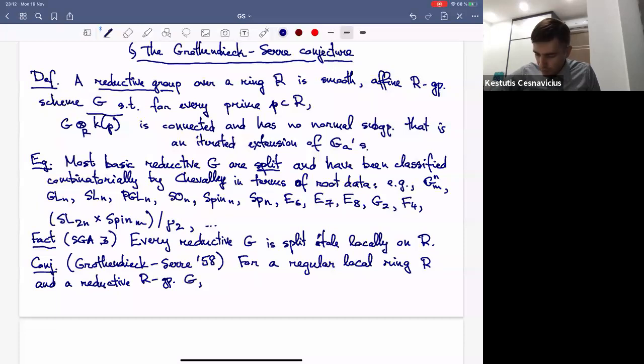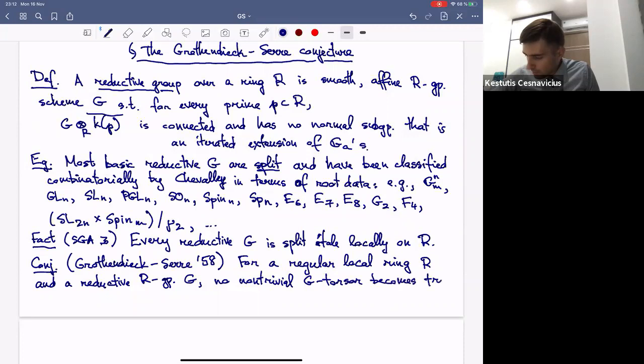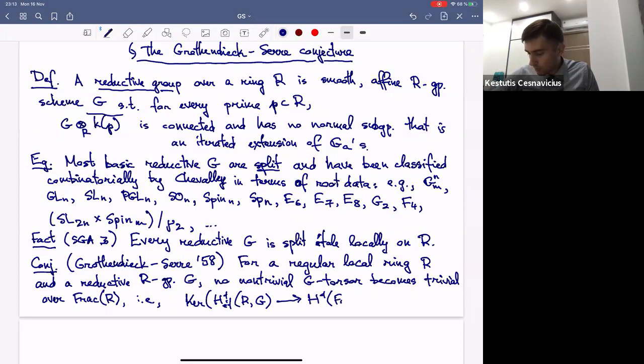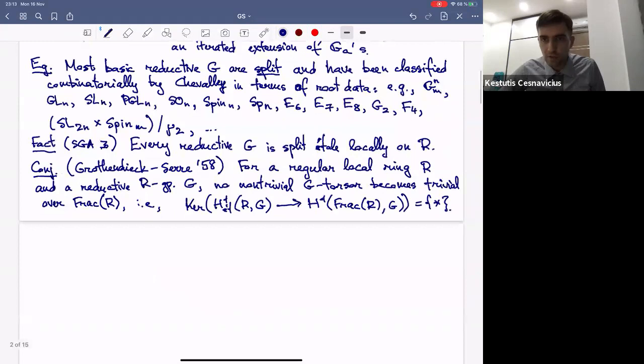no non-trivial G-torsor trivializes over the fraction field of R. No non-trivial G-torsor becomes trivial over the fraction field of this domain. In other words, one can write this homologically, although this really amounts to the same thing. The pointed set of G-torsors over R maps to the corresponding pointed set over the fraction field, and the conjecture is that the kernel of this map is actually trivial. And from this, since it holds for any G, for any inner form of G in particular, one concludes that this map is even injective.